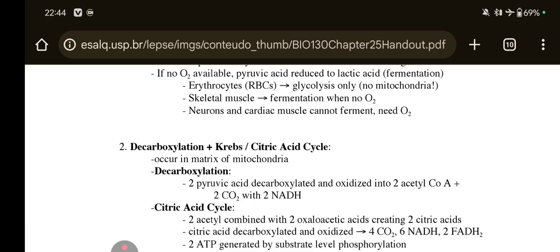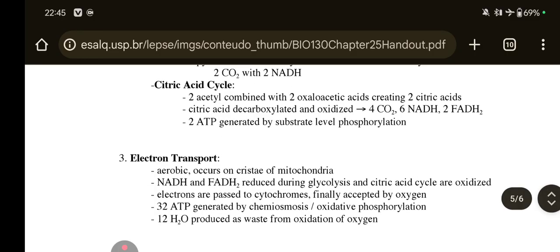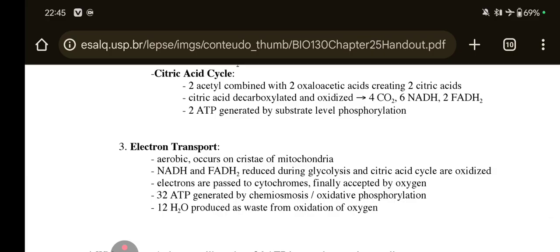Decarboxylation: 2 pyruvic acids are decarboxylated and oxidized into 2 acetyl coenzyme A plus 2 CO2 plus 2 NADH. Citric acid cycle: 2 acetyl combine with 2 oxaloacetic acids, creating 2 citric acids. Citric acid is decarboxylated and oxidized, producing 4 CO2, 6 NADH, and 2 FADH2. 2 ATP are generated by substrate level phosphorylation.